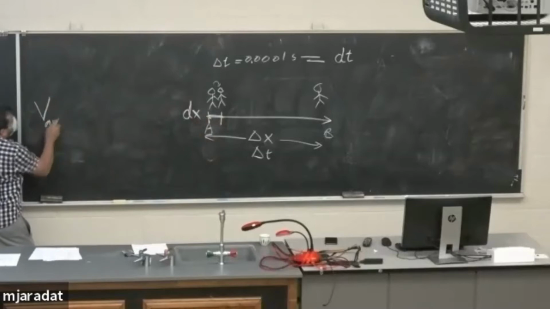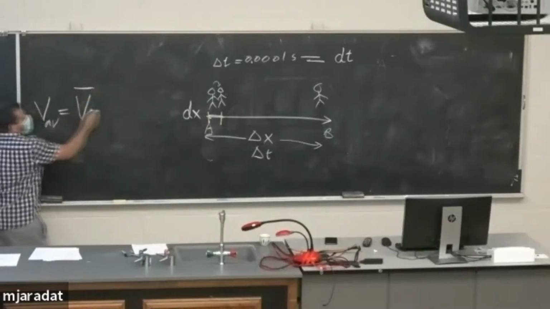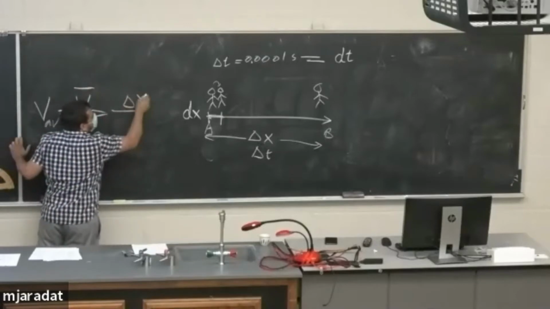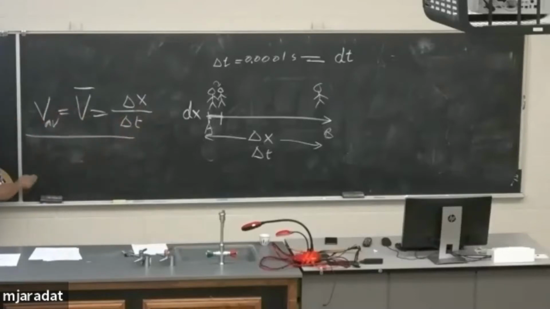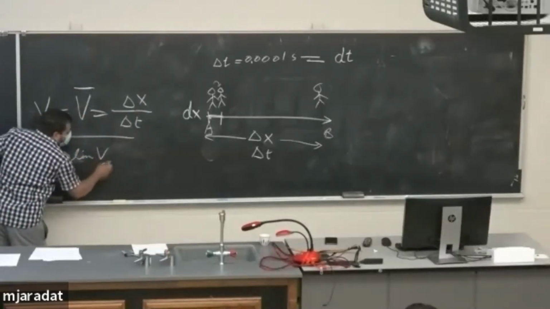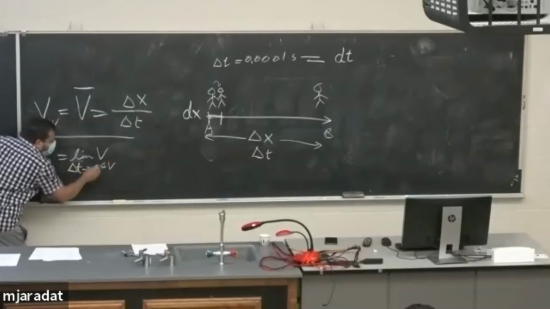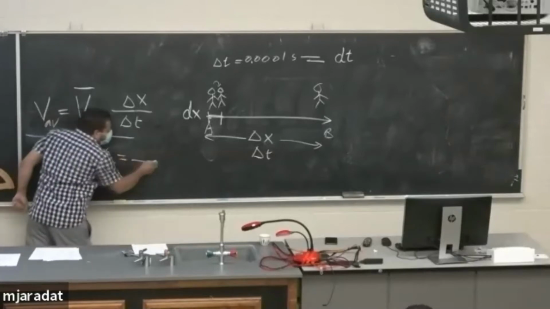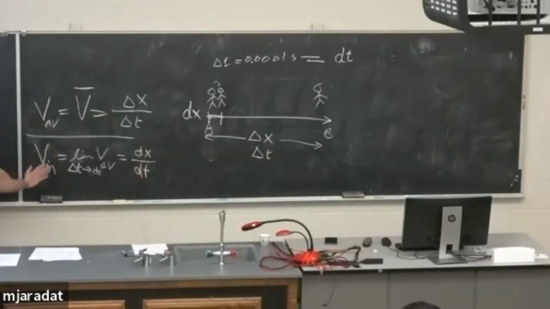Then the velocity. The average velocity, sometimes they write it like this, is equal to delta x in one dimension over delta t. But v instantaneous is equal to the limit of v average as delta t goes to 0, or goes to dt. It will be equal to dx over dt. Simply, it is the same thing. Okay.